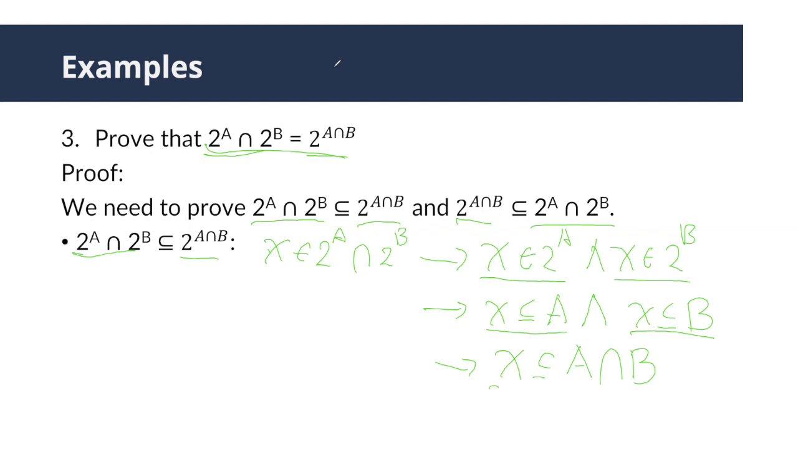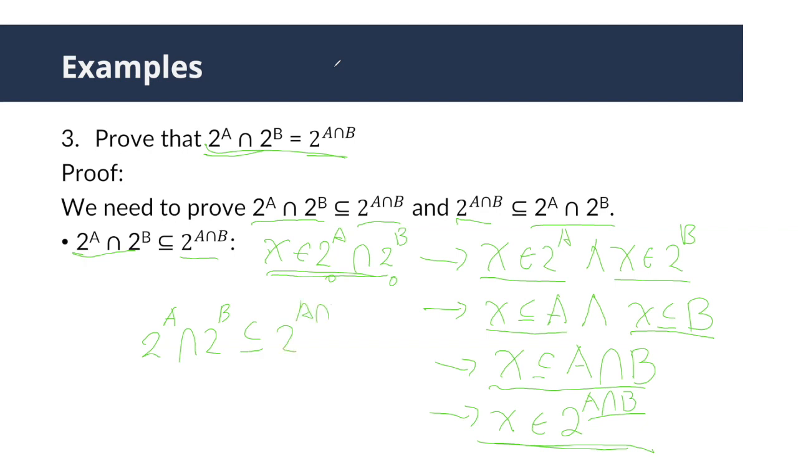Now, if X is a subset of A intersect B, what that means is X must be an element of the power set of A intersect B. Now, if you look at the two ends, we show that for any arbitrary element in the intersection of the power set of A and the power set of B, this element must be an element of the power set of A intersect B. And therefore, we conclude that this set is a subset of this set. So we are done with the first half.